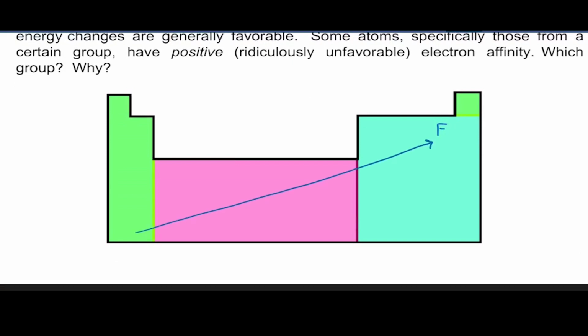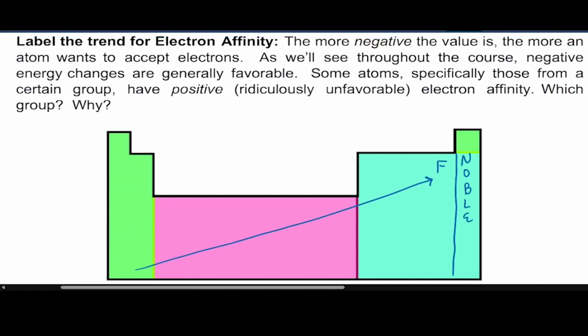However, there are some exceptions to this. So when we're looking at the noble gases, we know our noble gases already have a stable octet. So they're actually going to have a positive electron affinity. They don't want to accept any more. Noble gases.